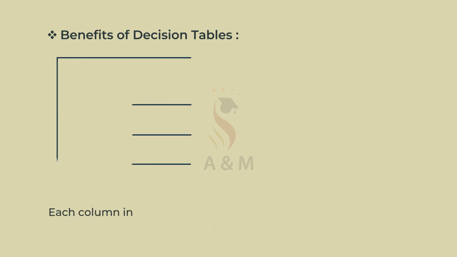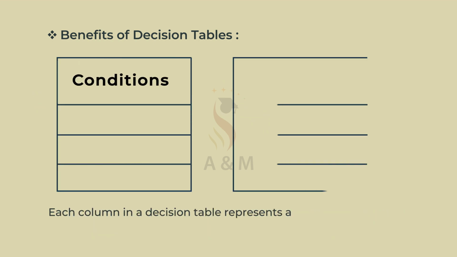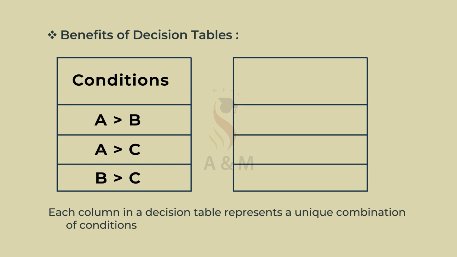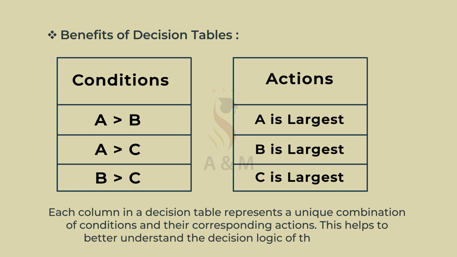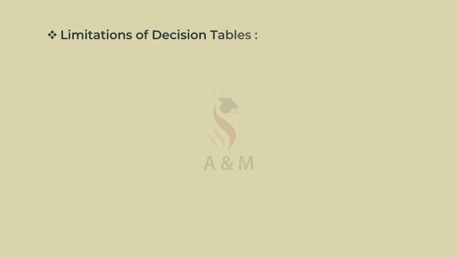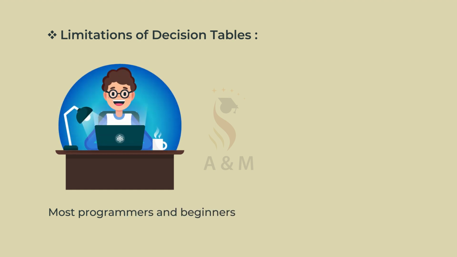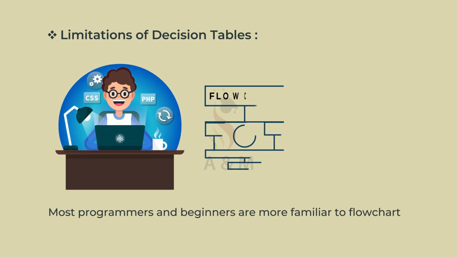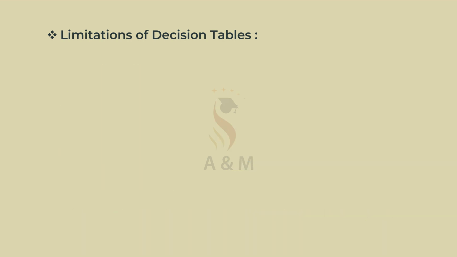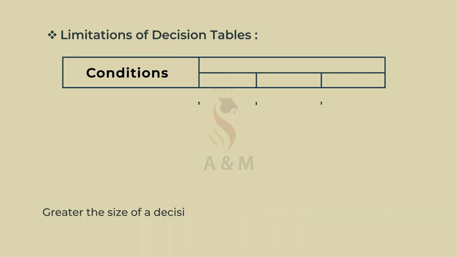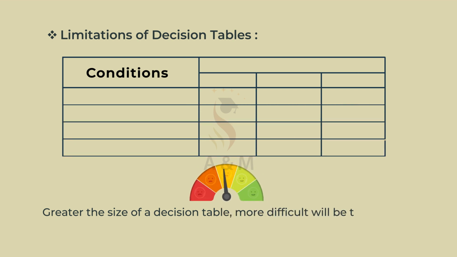Each column in a decision table represents a unique combination of conditions and their corresponding actions. This helps to better understand the decision logic of the program. Limitations of decision tables. Most programmers and beginners are more familiar with flowcharts rather than decision tables and thus prefer to use flowcharts. Next one. The greater the size of decision table, more difficult will be to modify it.